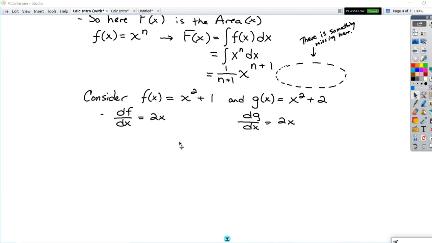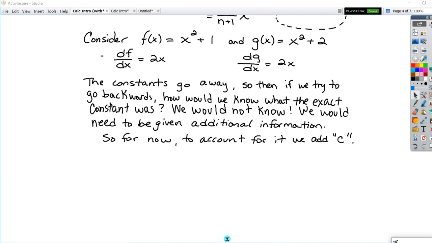So if you think about geometrically why that's true, these numbers don't change how these parabolas are sloped. This is just shifted up 1 and this is shifted up 2. So the way in which the slope changes remains the same. It's just the position of the function on the graph that is different. So the constants just go away. So if we try to go backwards, you won't know what that c value is.